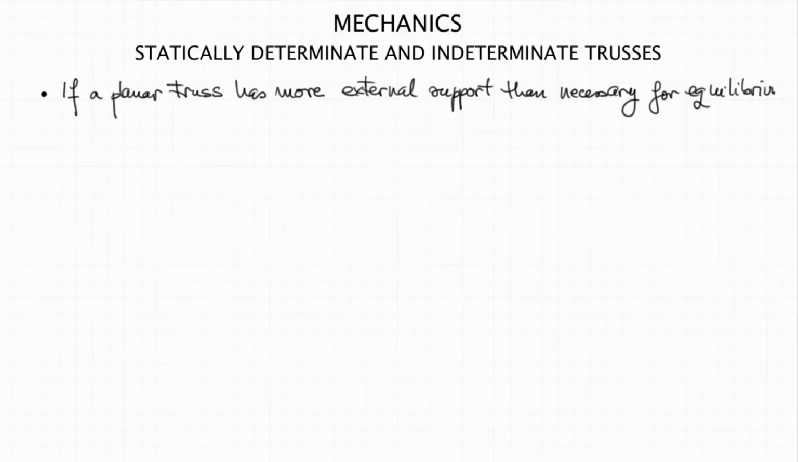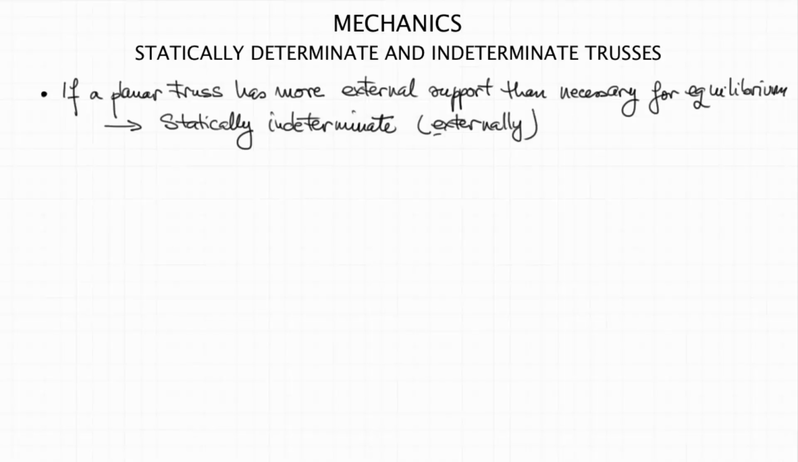So in other words, for example, if we have more external supports than the 3 necessary for equilibrium, then the truss will be statically indeterminate. But because we looked at the truss overall, we will consider the truss being statically indeterminate externally.